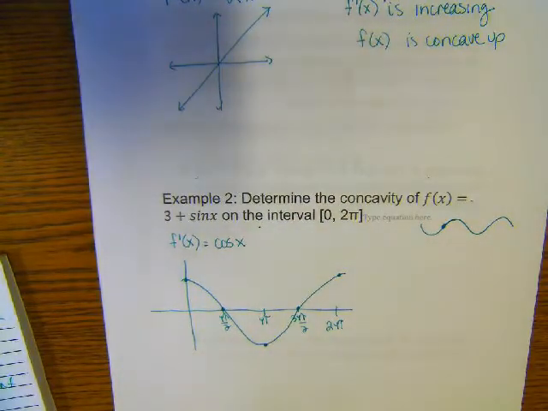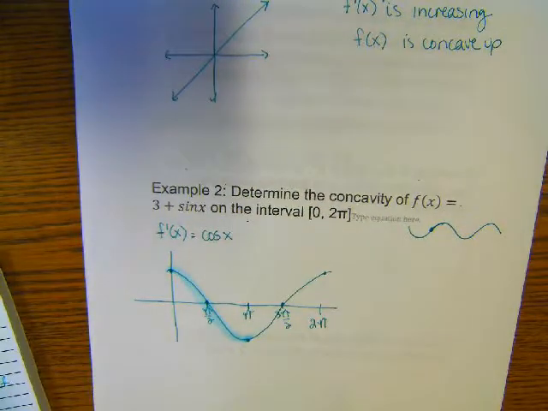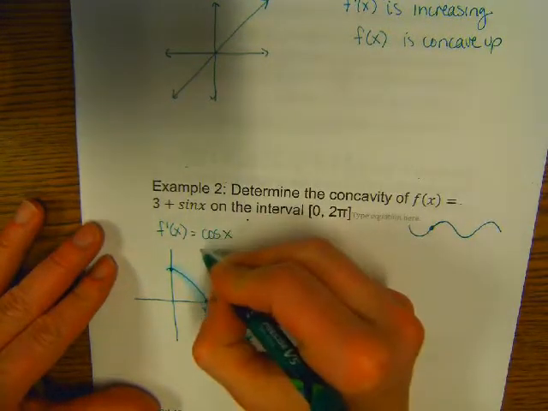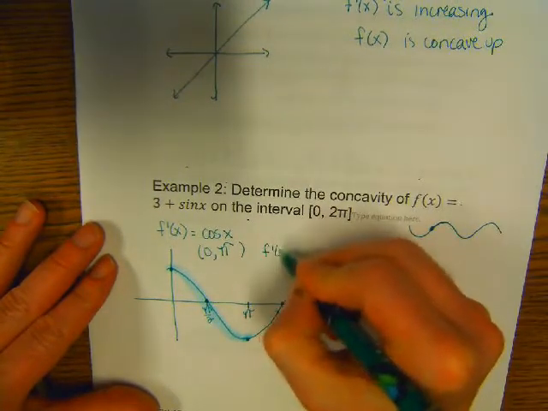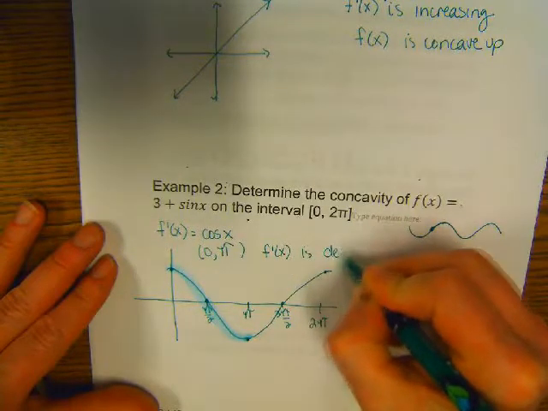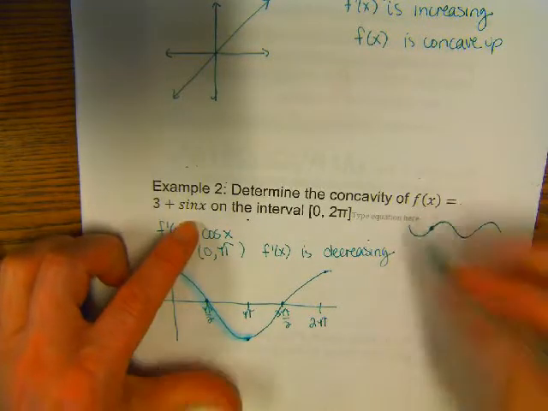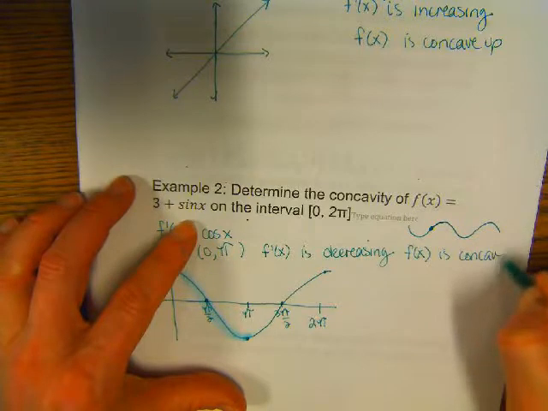To determine concavity, we want to know when does f prime of x decrease and when does f prime of x increase? Well, from here to here, f prime is decreasing. So from 0 to pi, f prime of x is decreasing. What that means is on that same interval, f of x is concave down.